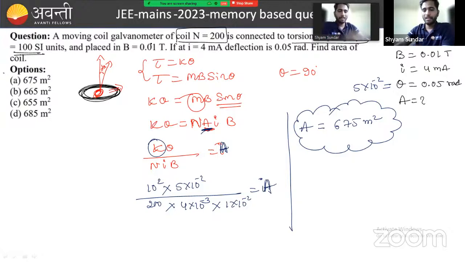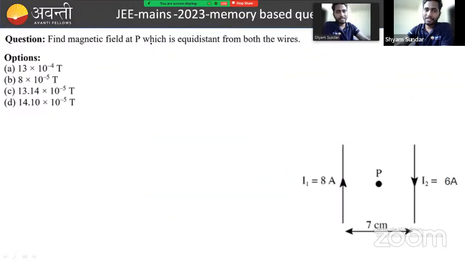Okay, we'll go to the next question. The question: find the magnetic field at point P, which is equidistant from both the wires. You can see this figure at the bottom.